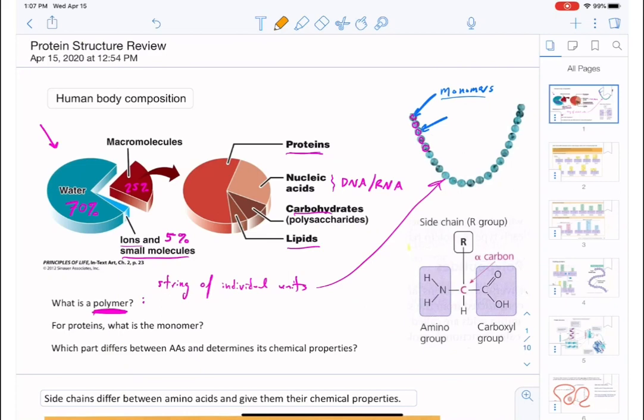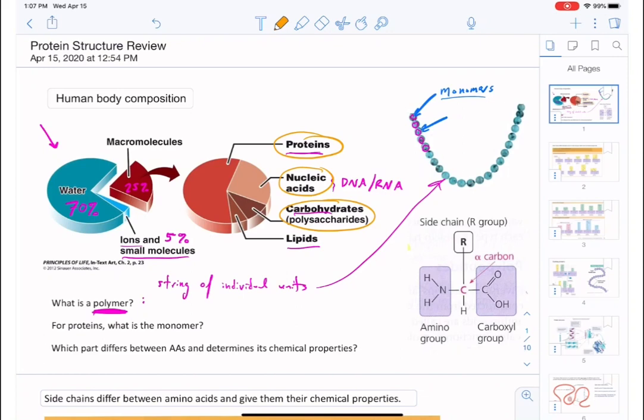Now, out of these macromolecules here, three of them are structurally polymers. Do you guys know which three are polymers? Well, we have proteins. Nucleic acids are a polymer, and also carbohydrates. Carbohydrates are polymers. And like I mentioned, we're gonna cover all of these macromolecules and the structure of them throughout the course of this class. But we're gonna focus on proteins today.